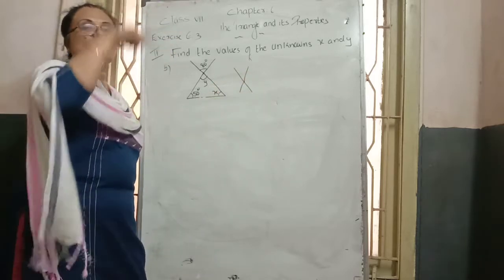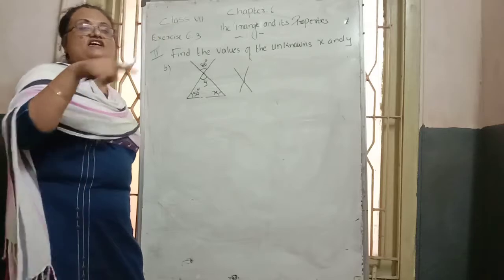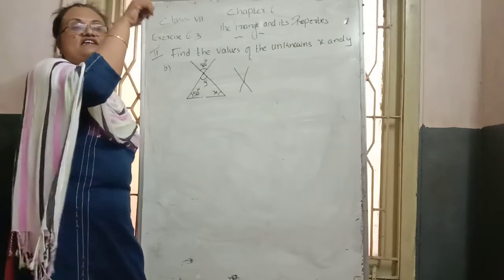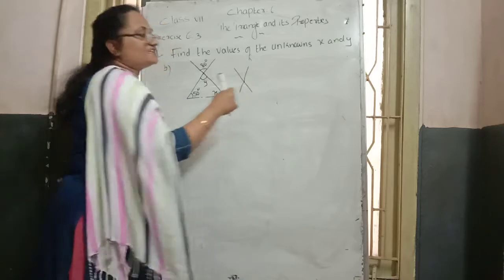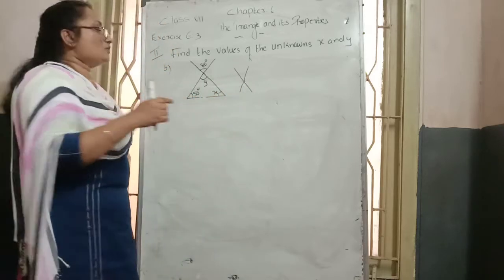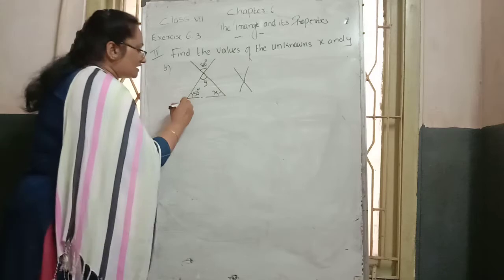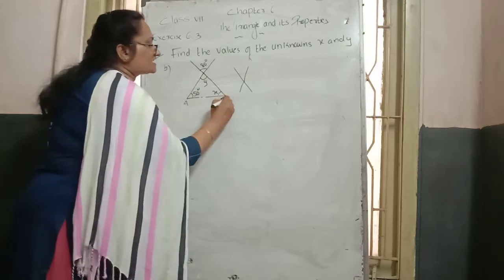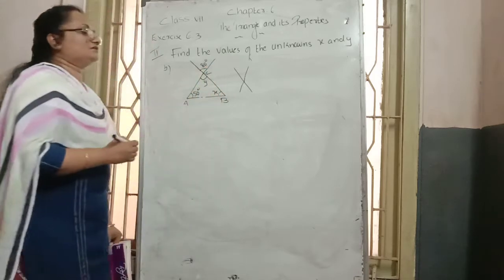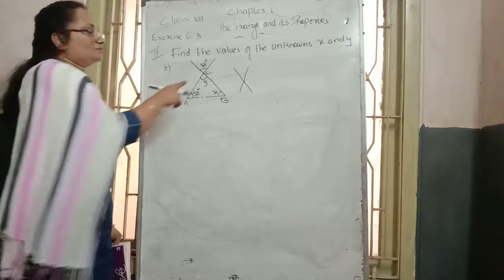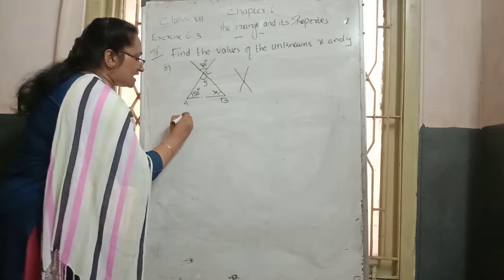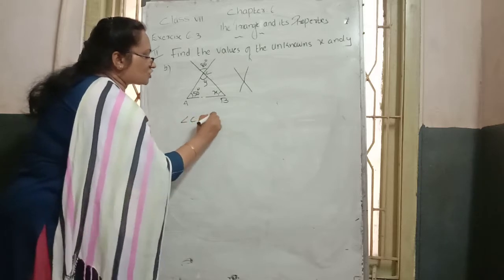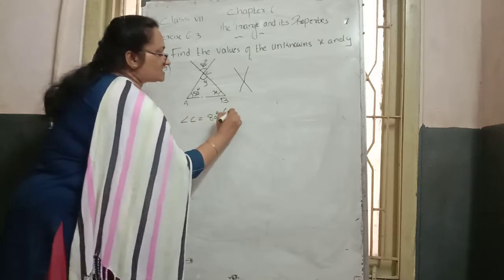One angle is on the top, then the second angle is at the bottom, so they are vertically opposite. That's why, for identification, we mark the angles with alphabets A, B, C. Then we can say angle C is equal to how much degree? 80.